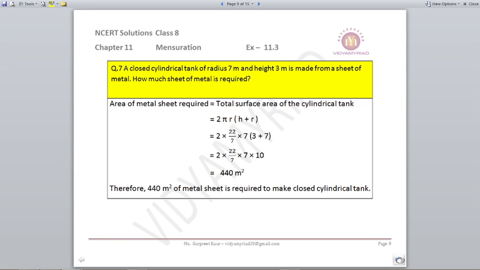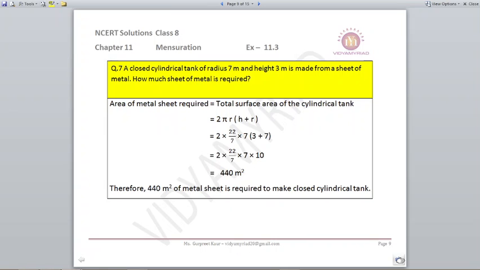Question number 7. A closed cylindrical tank of radius 7 meters and height 3 meters is made from a sheet of metal. How much sheet of metal is required? Now, area of the metal sheet, from there we have to make this cylindrical tank. To make the cylindrical tank, it means we need the TSA, total surface area of that particular cylinder sheet. That means 2 pi r into h plus r.